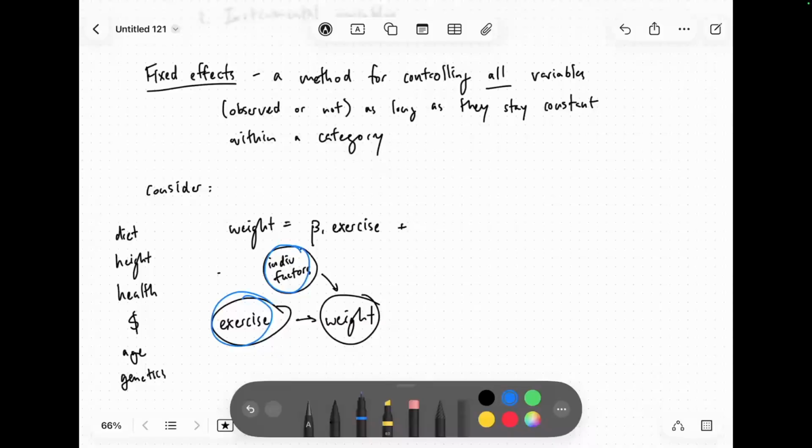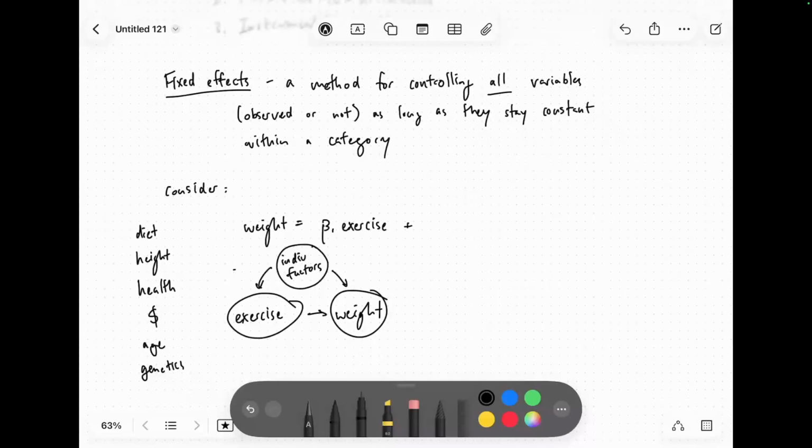And so ordinarily, we would need to control for all of these, right? You would want to include all of these other variables in the regression, except that, as I was saying, the list is probably endless. And we may even have a pathway like this that leads us to weight. So how can we deal with all of these individual factors?